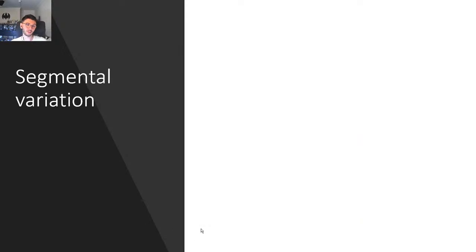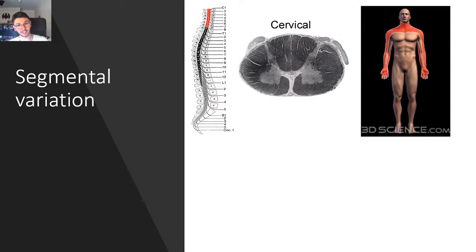So the next thing we're going to look into is segmental variation. We've touched a little bit upon this already. So the cervical looks like this. It's a little bit flatter, a little bit smaller. But as you can see, there are no lateral horns. And what we see here is that it innervates the hands, the arms, the upper limbs, and also the neck.